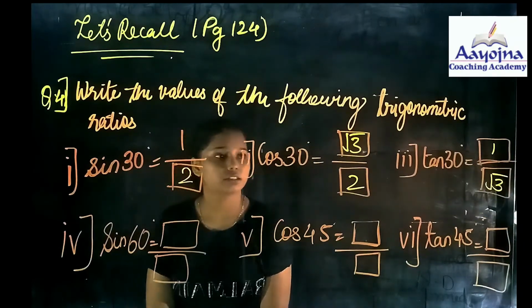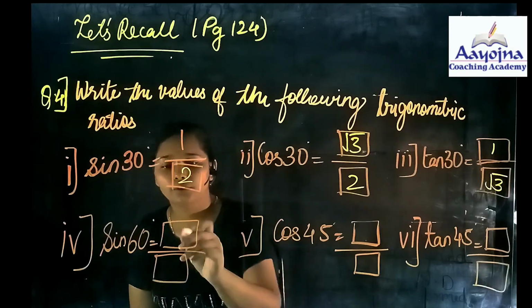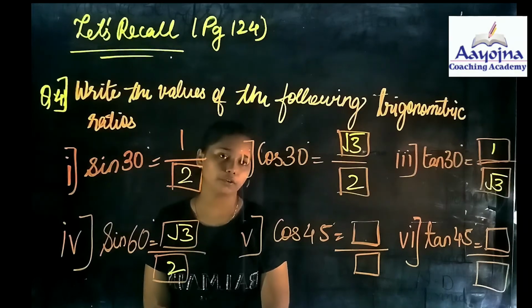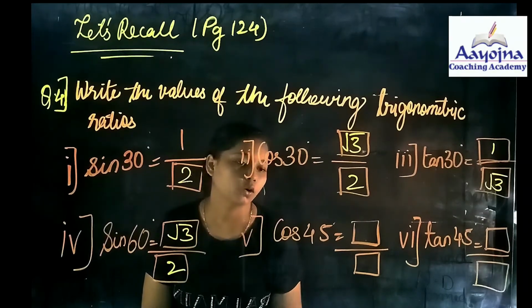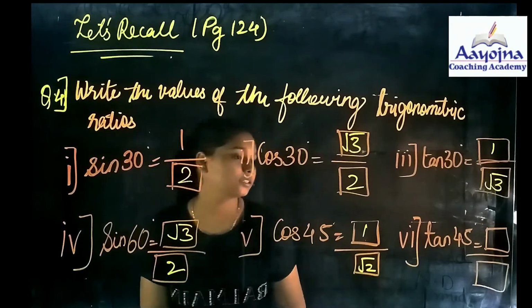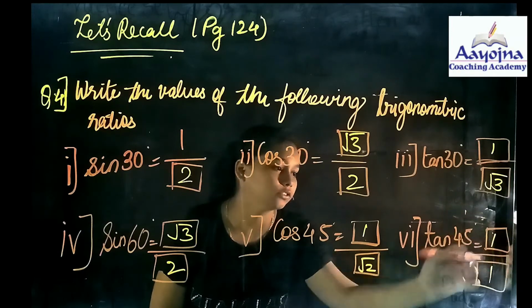Okay, so these were the first 3 sums. Now next, that is sine 60 degree. Sine 60 degree is root 3 upon 2. Next, cos 45 degree. Cos 45 degree is 1 upon root 2. The last one, that is tan 45 degree, is 1 upon 1, which is equal to 1.